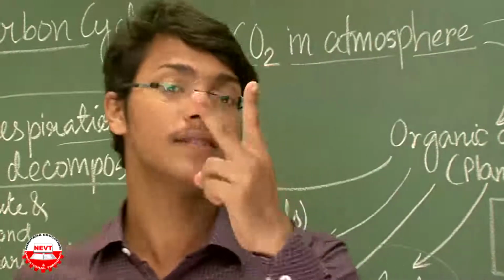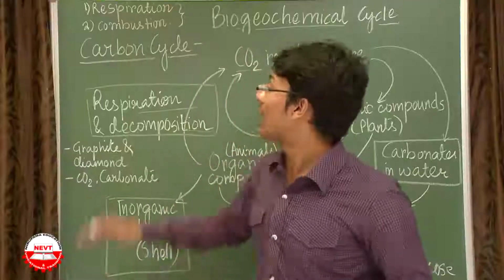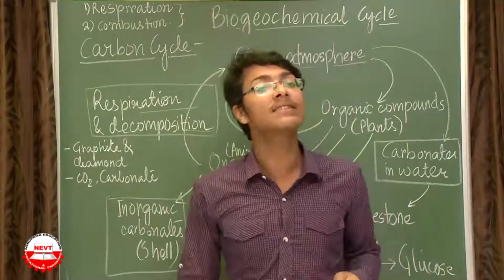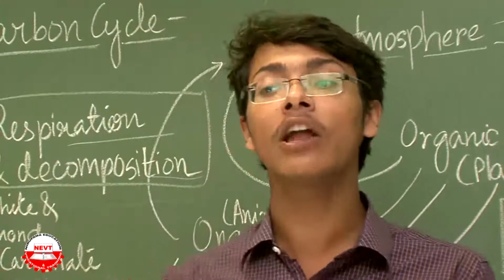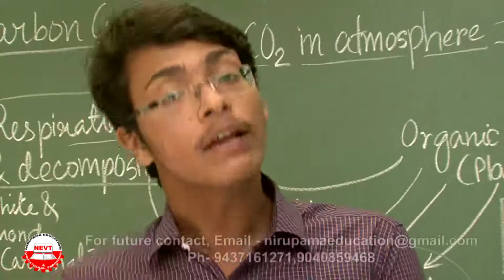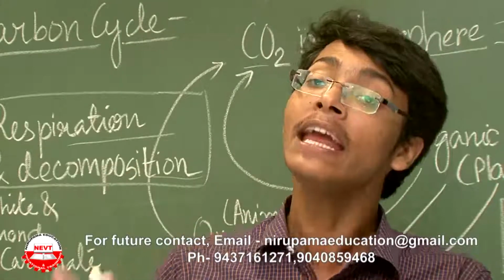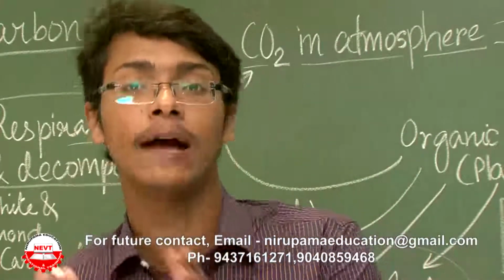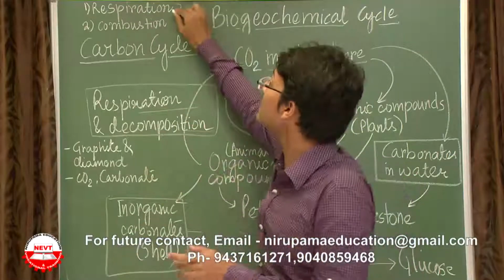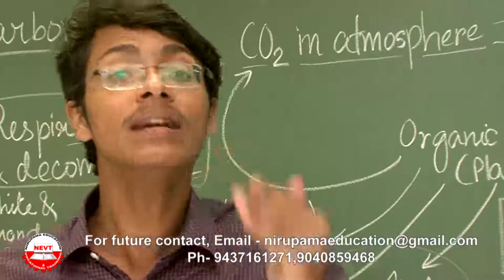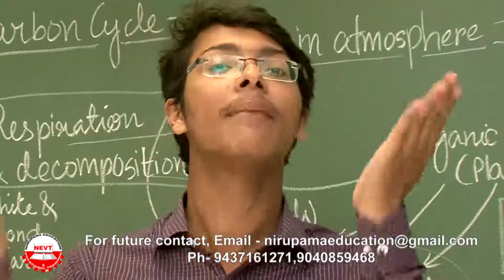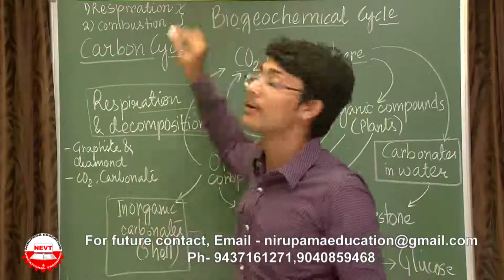There are two processes of production of carbon dioxide. One is respiration and another one is combustion. Respiration means when the glucose formed in our body is broken down to form carbon dioxide in presence of oxygen or in absence of oxygen, but the product is carbon dioxide. And combustion means when you burn some fossil fuels, you release carbon dioxide, and that is the combustion.